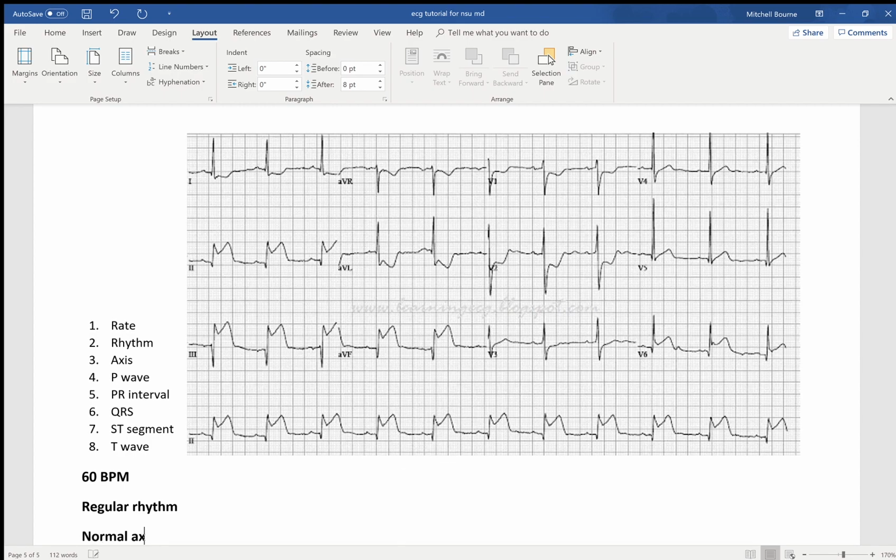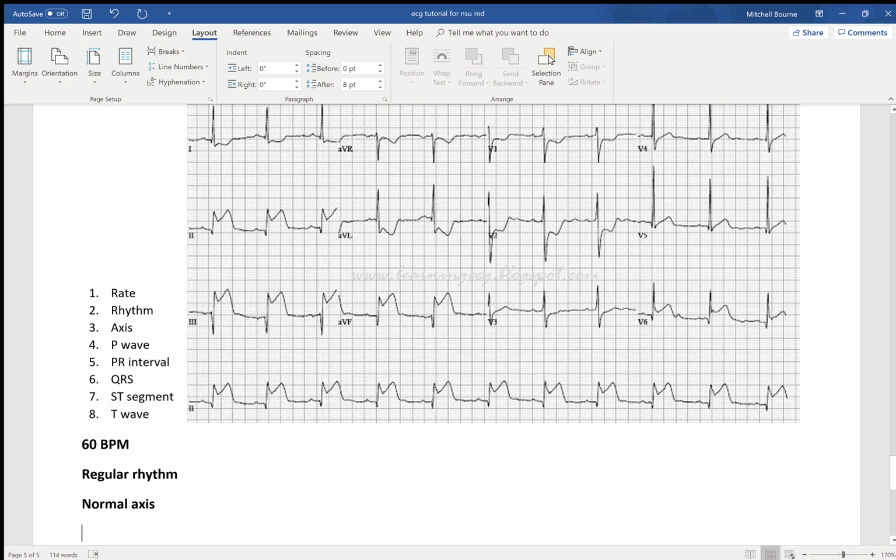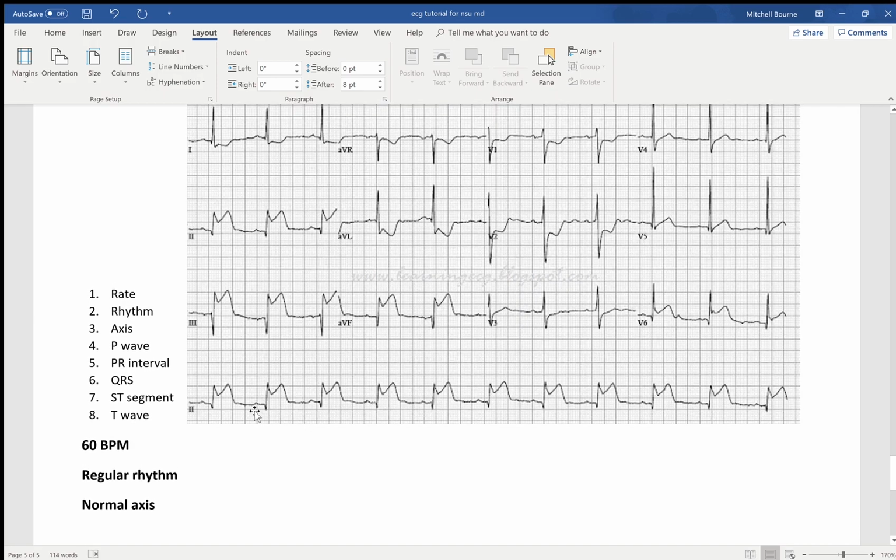So normal axis, P waves. So for P waves, down here in 2, P wave before the QRS, P wave before the QRS, P wave before the QRS. There's a P wave before every QRS, and the P waves look normal. So the P waves are not the problem here.